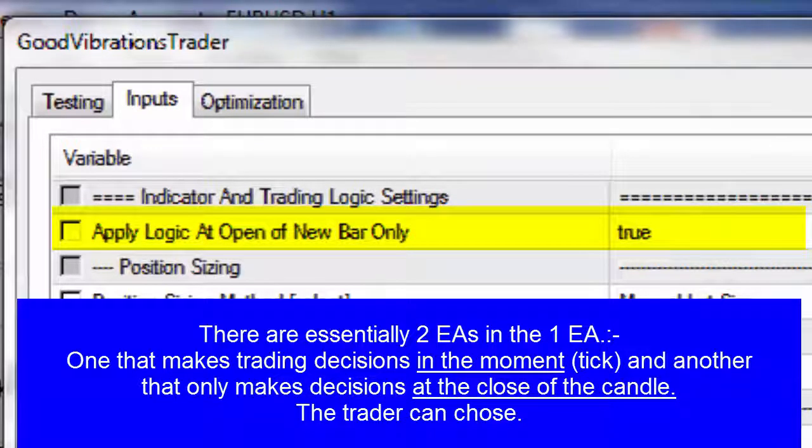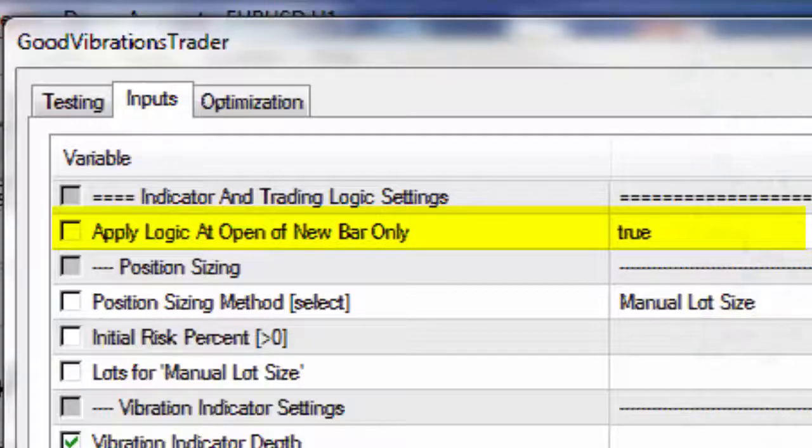Now the close of candle is inaccurate because the logic is muddled up when you use that. But this is where the dilemma comes in. Do you want to make money or do you want to be 100% correct? Because in this particular EA, when you use the close of candle basis, the results are 5 times better than the tick basis. So we've written this EA to be traded on a close of candle basis and on a tick basis.